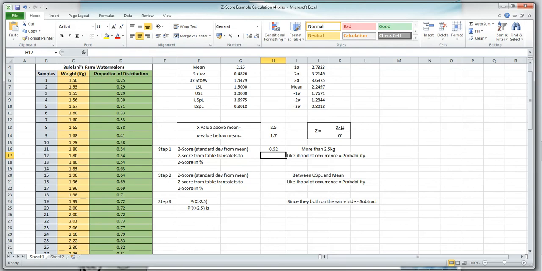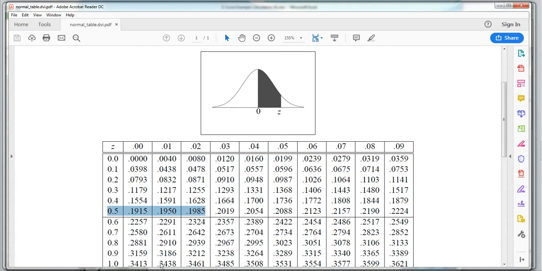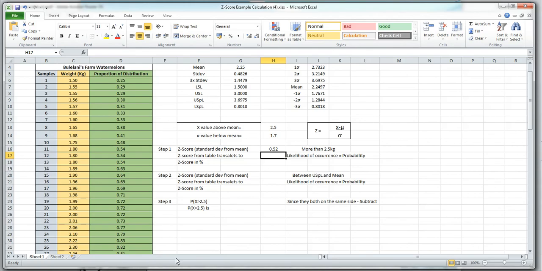Now we go to our standard normal table and look at where 0.52 is. So we can see 0.5 on the left column, and on the top row we can see where 0.2 is. So 0.52 will be at 0.1985. So that is our probability. So 0.1985 is our probability. That's the likelihood of occurrence.